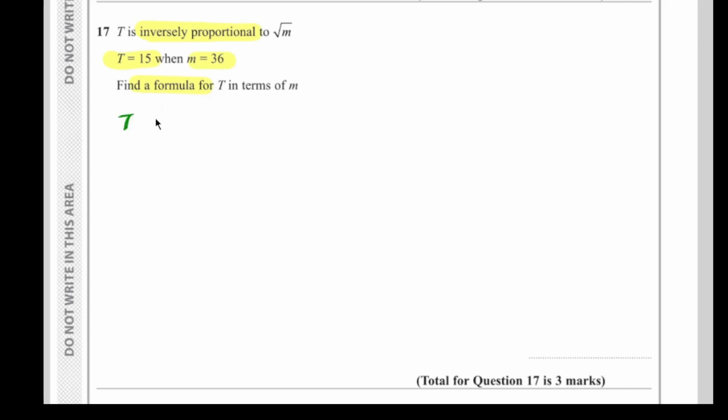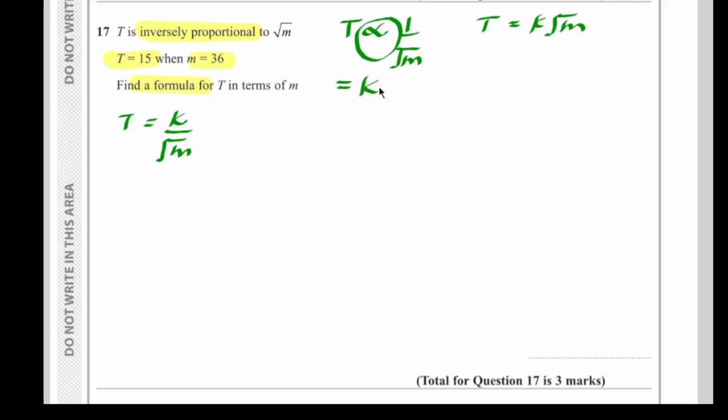T is inversely proportional, so K over root M. Whenever we get inversely proportional, we have to convert it this way. T alpha, this is the symbol of proportion, 1 over root M. If it is directly proportional, it would be K root M. So we can get rid of the proportion symbol by writing equals K.